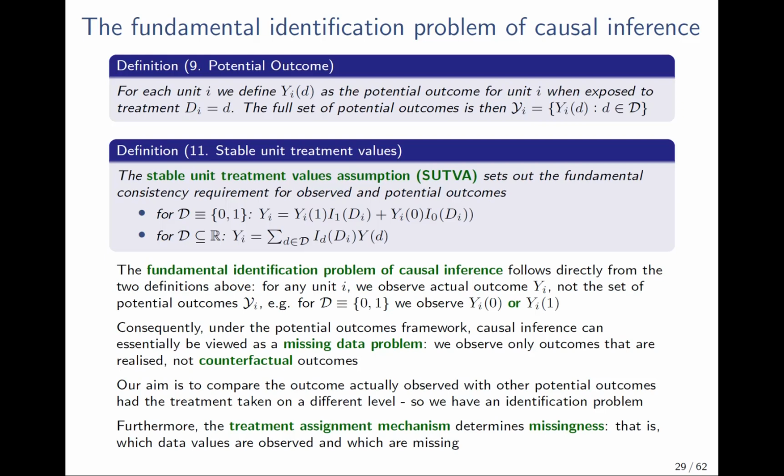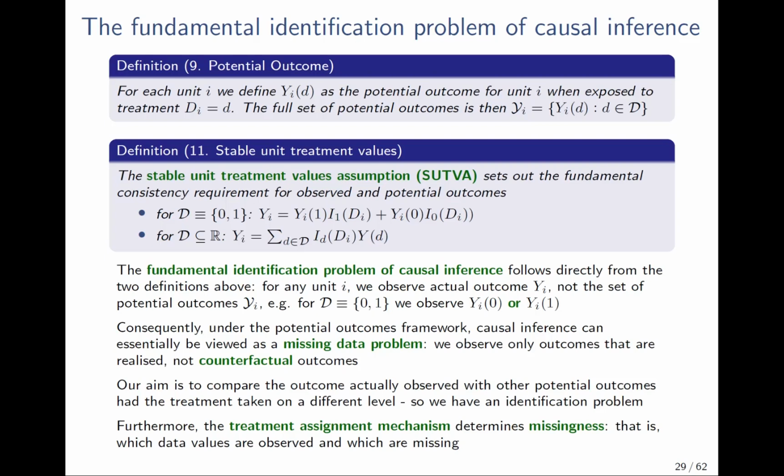So just establishing consistency and showing how observed and potential outcomes equate. Now together, these two definitions give rise to what is known as the fundamental identification problem of causal inference. Because we don't observe all potential outcomes at many different treatments. For any unit, we observe the actual outcome, not the set of full potential outcomes. So for instance, for a binary treatment, we observe exactly 50% of the potential outcomes.